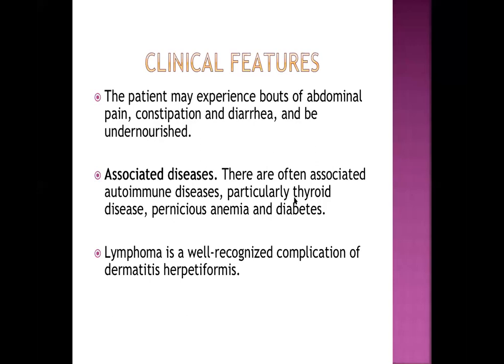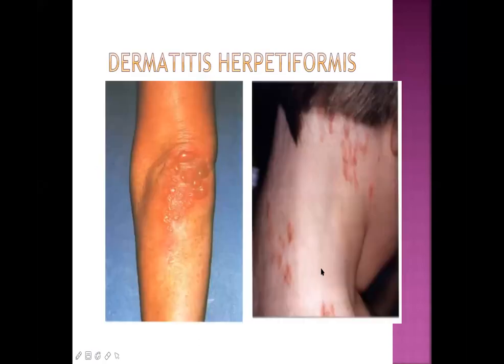Pernicious anemia in case of the stomach, isn't it? Then vitiligo, which is called a marker of autoimmunity. Addison's disease, type 1 diabetes, myasthenia gravis, so many different things we can include here. Now, lymphoma is a well-recognized complication of dermatitis herpetiformis. Lymphoma can develop in some patients, and this is a complication, but not that common.